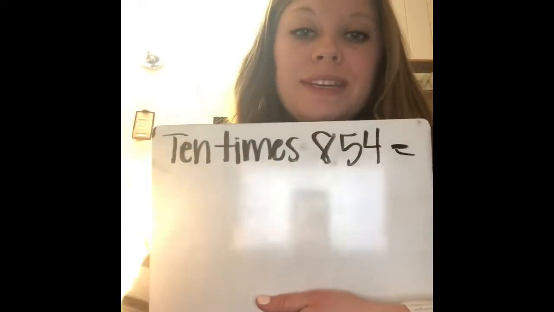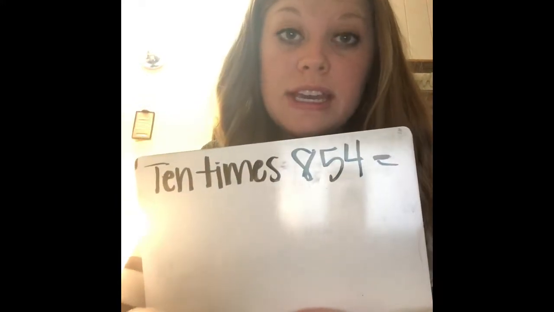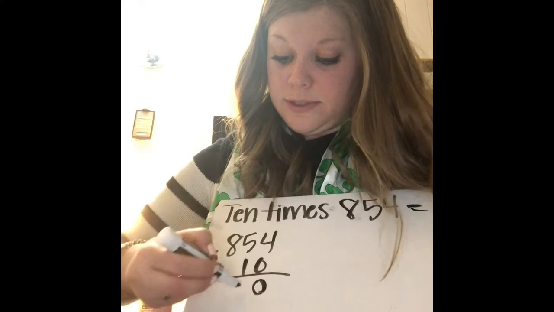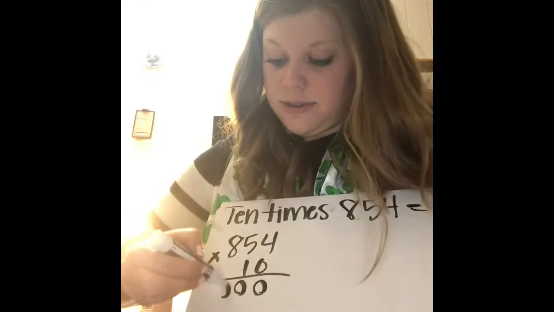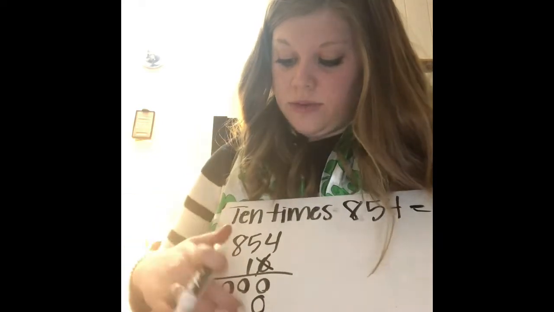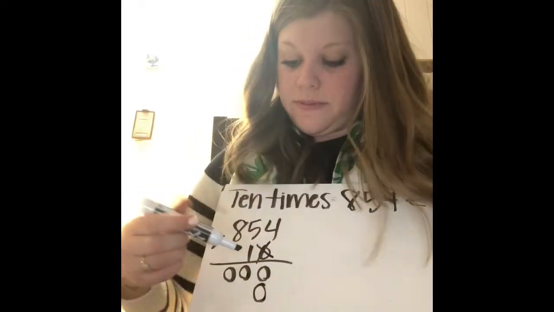Our next problem, 10 times 854. This one is pretty straightforward. If you need to, you can stack them and multiply. 854 times 10. 0 times 4 is 0. 0 times 5 is 0. 0 times 8 is 0. Now we're moving down to our new line, and we're moving to our next digit, the tens place. So I've got to put my 0 there.